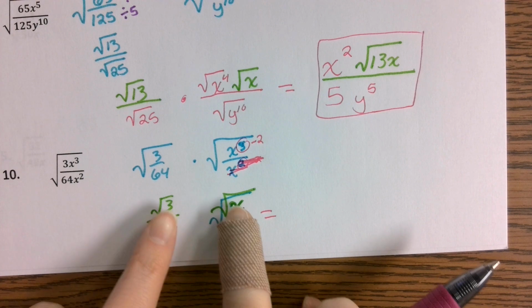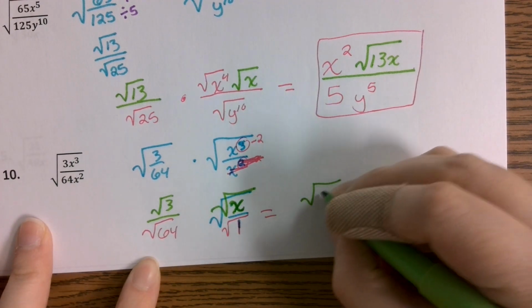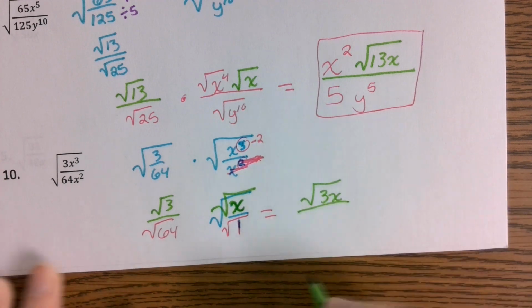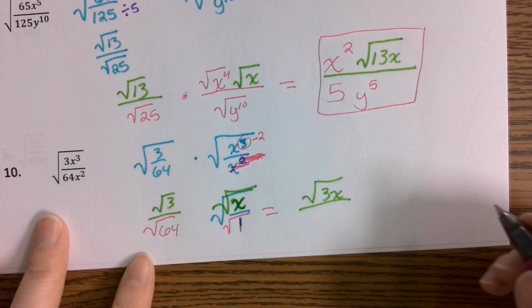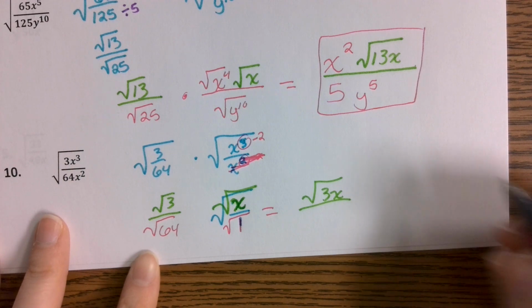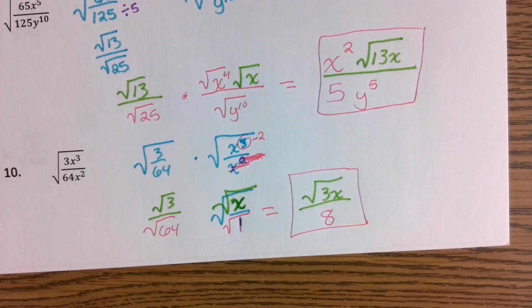Okay, we have no perfect squares on the top, so we can just combine them together as 1. We have square root of 3x. What is the square root of 64? 8. And what is the square root of 1? 1. And what's 8 times 1? 8. So you get square root of 3x over 8.